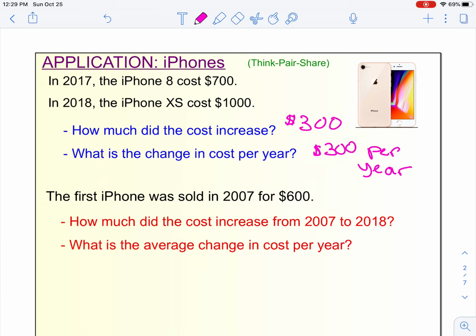The first iPhone that was sold was in 2007 for $600. So how much did the cost increase from 2007 to 2018 right here? Well, from 2007 to 2018, it went from $600 to $1,000, so that is an increase of $400. But that increase wasn't for 1 year. How many years was that? Well, that's 11 years. So that's $400 for 11 years.